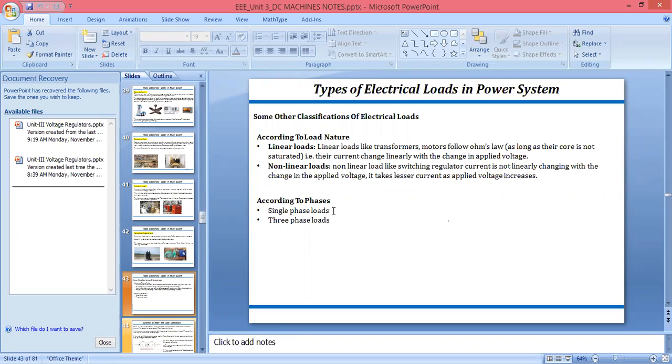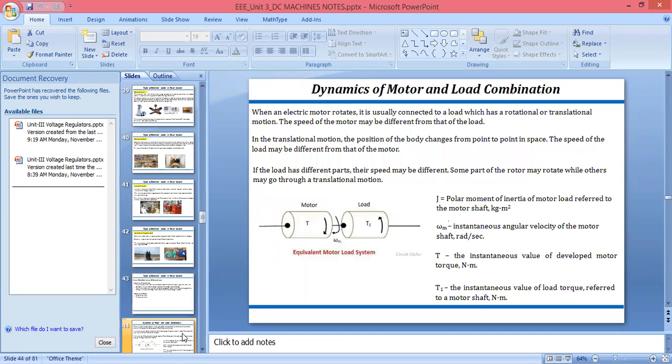Then according to the phases, there are the single phase load and the three phase load. Single phase load means what? The load which we can use at a domestic level, this we can call the single phase load. And the load which we cannot use at a domestic level, which we can use at an industrial level, this we can say is a three-phase load. Now we have to see about the dynamics of a motor and the load combinations.